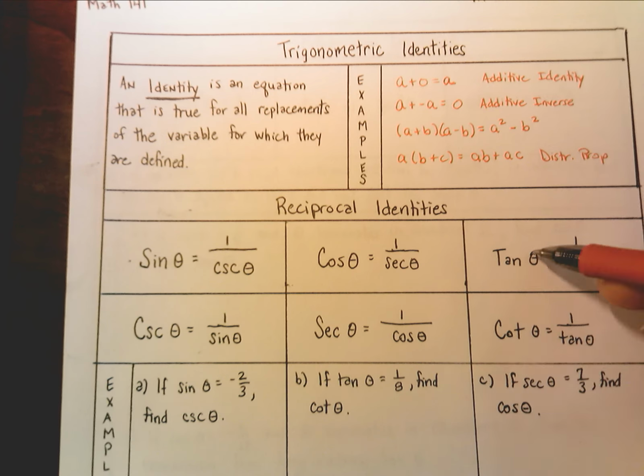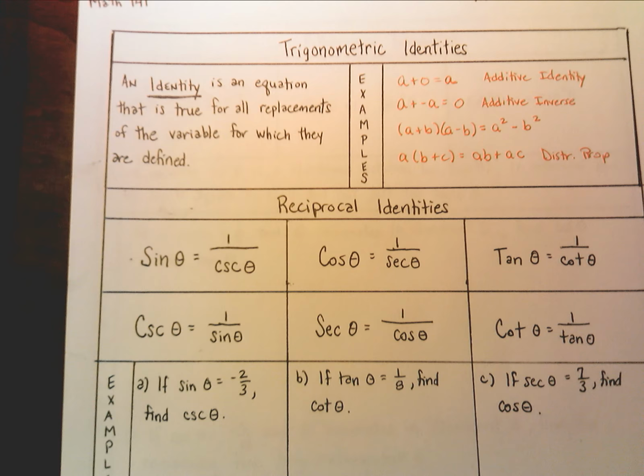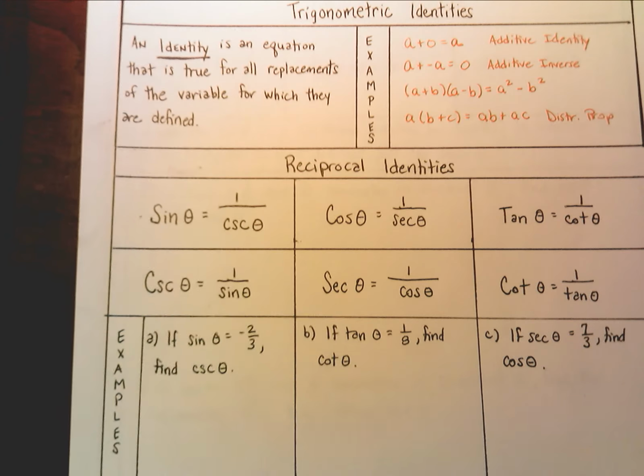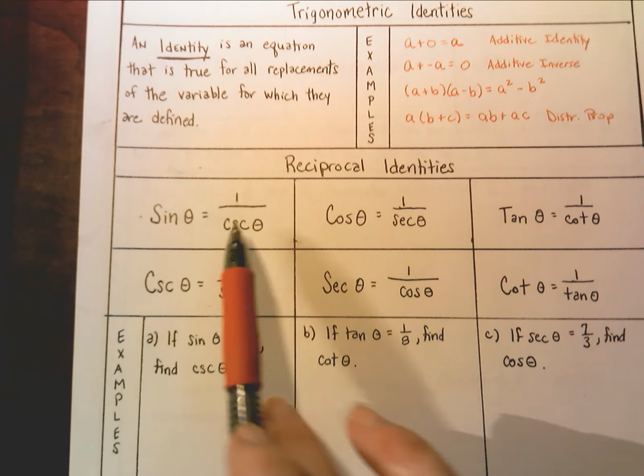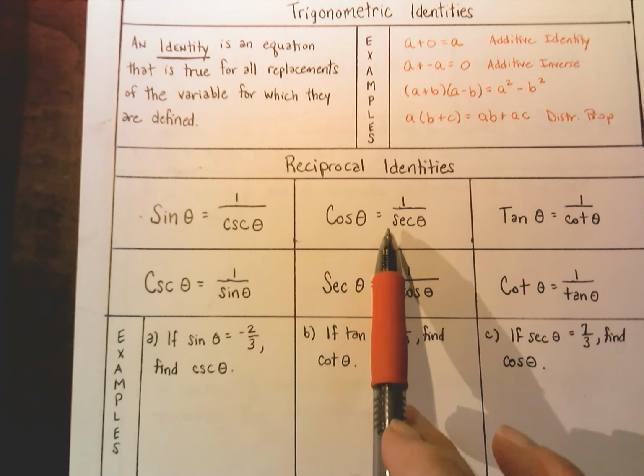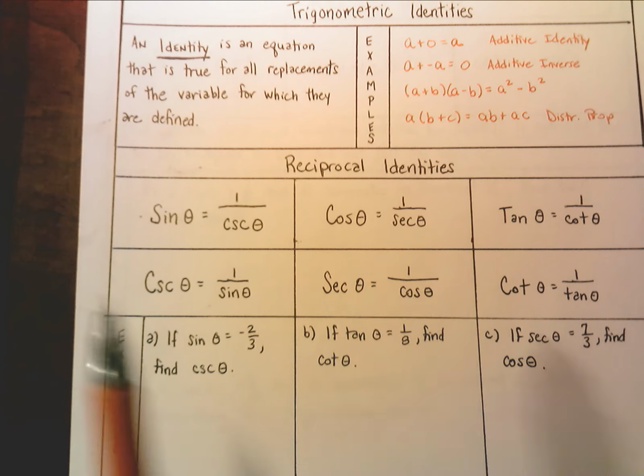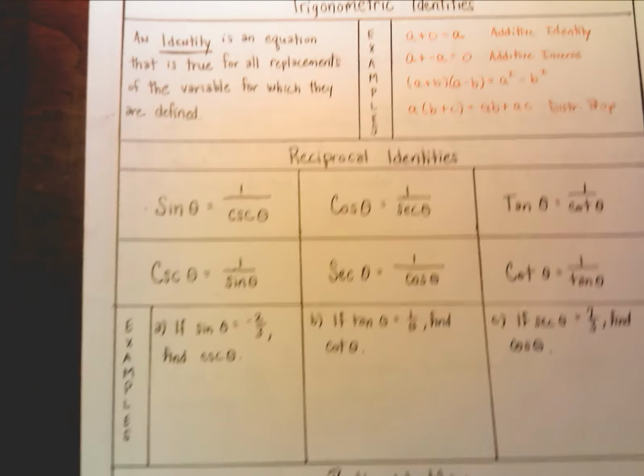And then of course tangent and cotangent, those are pretty easy to remember. So every single trig function can be written as the reciprocal of another trig function. Just remember which ones go with which. It will help if you remember that sine goes with the cosecant, and cosine goes with the secant. All right, so it's pretty simple here.